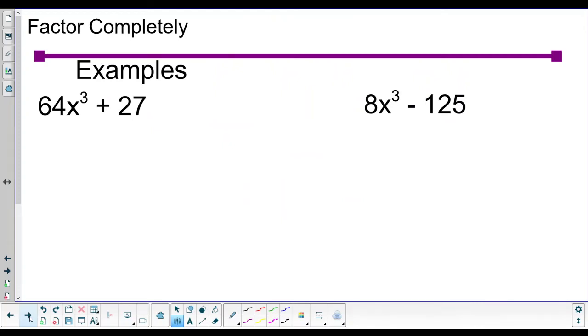Now we've got to talk about sum and difference of cubes. And the giveaway is that big old cube right there. It's two terms and there's a cube in it. It's probably sum or difference of cubes.